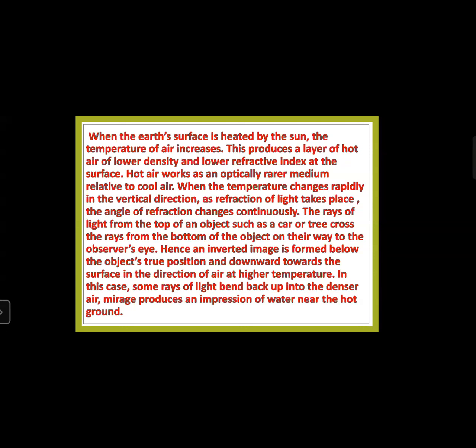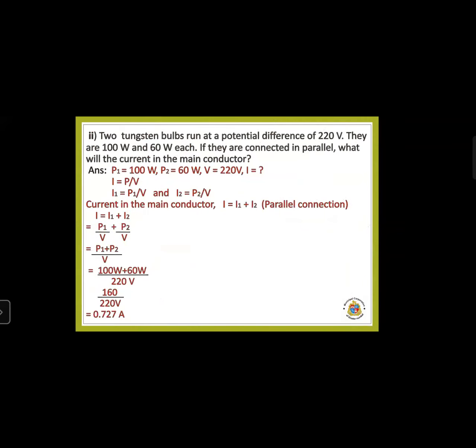Now next question is what? Second question of question number 2b, this is a numerical question. Two tungsten bulbs run at a potential difference of 220 volt. They are 100 watt and 60 watt each. So potential difference is given and also power, that is 100 watt and 60 watt.